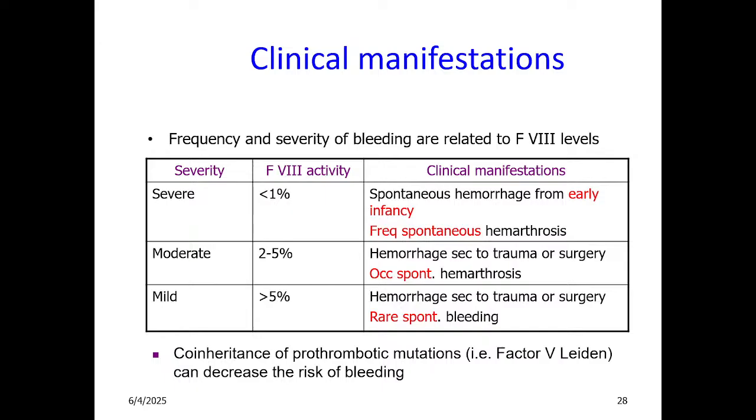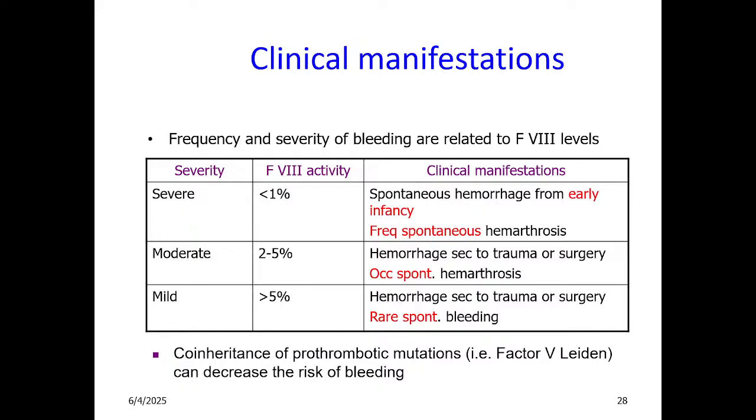Clinical manifestation depends on severity. If severe, which is less than 1% factor activity, then spontaneous hemorrhages from early infancy, frequent spontaneous hemarthrosis may be there, and for moderate, 2 to 5%, hemorrhages secondary to trauma or surgery, occasionally spontaneous hemarthrosis. For mild, more than 5% level, hemorrhage secondary to trauma or surgery, rarely spontaneous bleeding. Okay. So, in mild cases also spontaneous bleeding is possible, but rare.